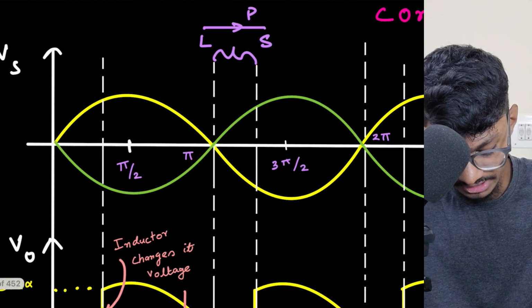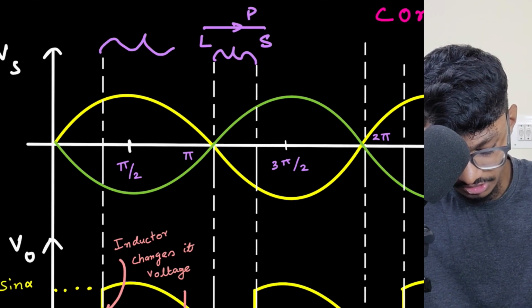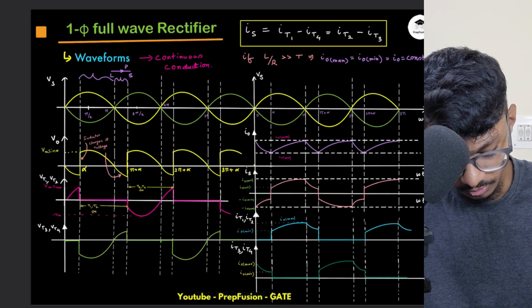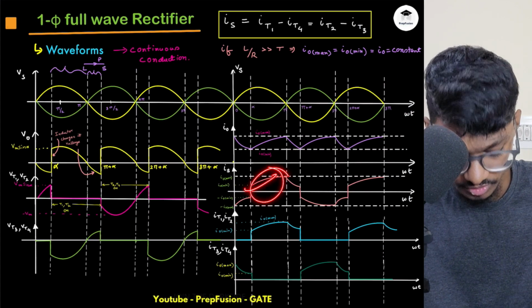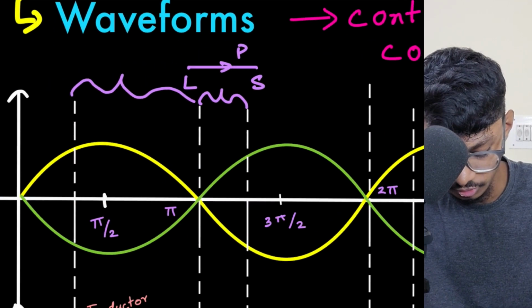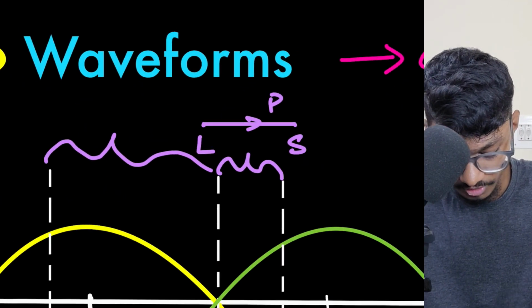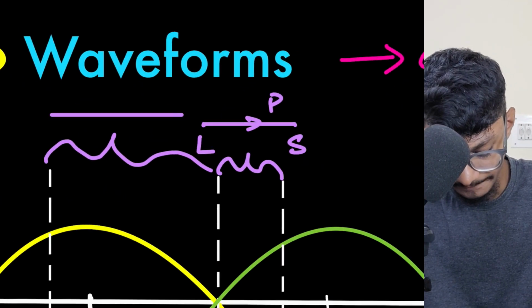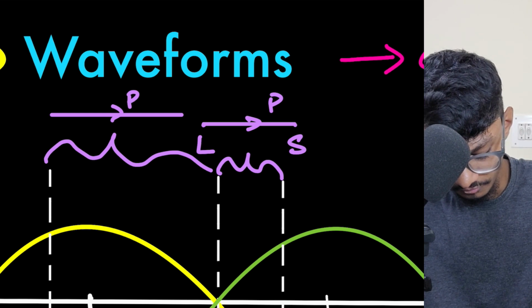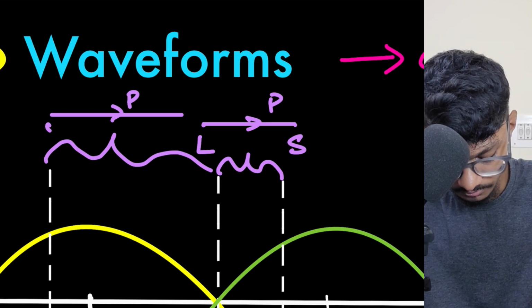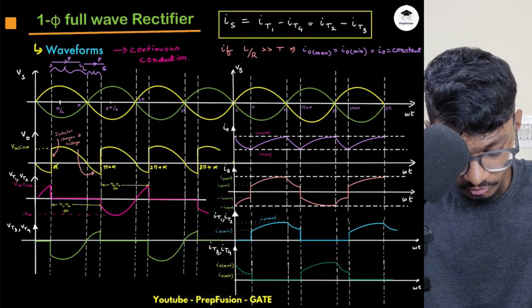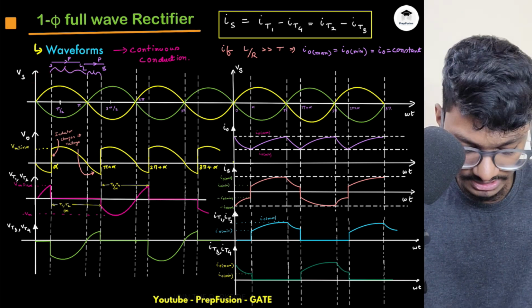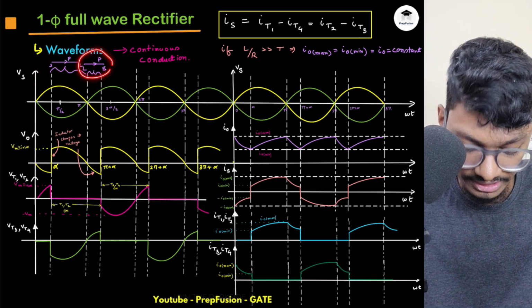But in this whole region, my source voltage was positive and my source current is also positive. I will just come to the source current. I know that source current will be positive. Hence, the direction of the power flow will be from source to load. So, if the power flow is from source to load, obviously the inductor will energize in this particular time and the inductor will de-energize in a particular time.